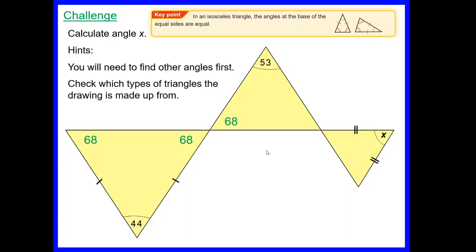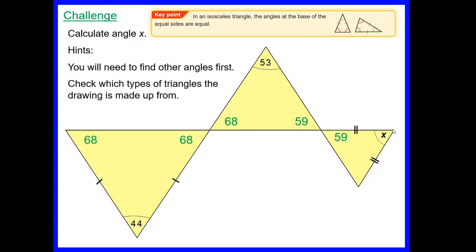So we're going to use our normal angles in a triangle rule of adding to 180. So 180 minus the 53 plus the 68 gives us our third angle of 59 degrees. Again, we've got our two straight lines forming a cross, so we're going to use vertically opposite angles are equal. So this angle here must also be 59 degrees.